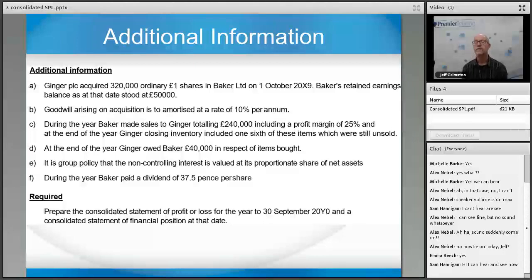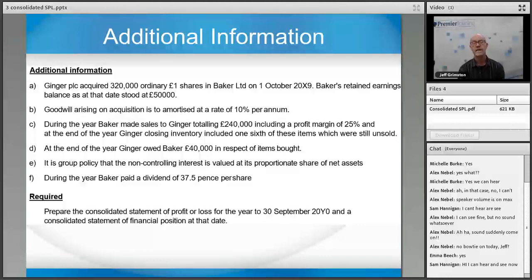Remember the rule that inventory is valued at the lower of cost or net realizable value. And in this case, we know information about realizable value, so it must be valued at cost. Ginger has paid, yes, 240,000 for those items, but when Baker bought them in the first place, Baker didn't pay 240,000. Baker's got a profit margin of 25% included in that selling price. Now, 25% of 240,000 is 60,000. So Baker has bought those items for 180,000, sold them on for 240.